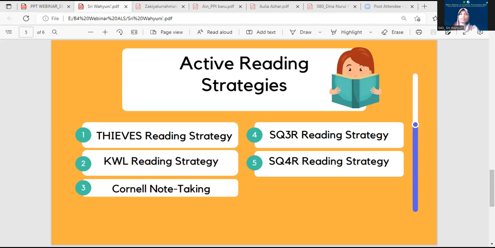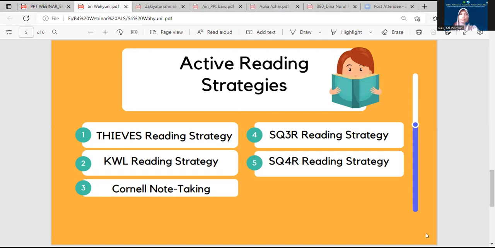The second reading strategy is the KWL reading strategy. It stands for: what do you know about the topic? Students are encouraged to use their background knowledge. And then, what do you want to know? This step can be used to help students predict what the text will be about. And last is, what did you learn about the topic? It helps improve student reading comprehension and teaches them to summarize the information learned.